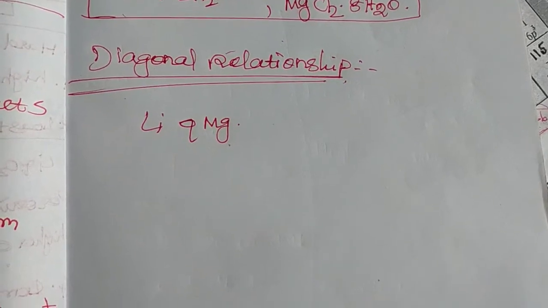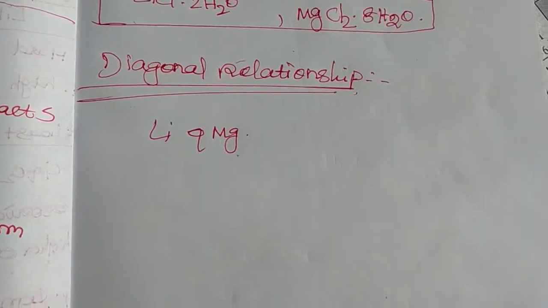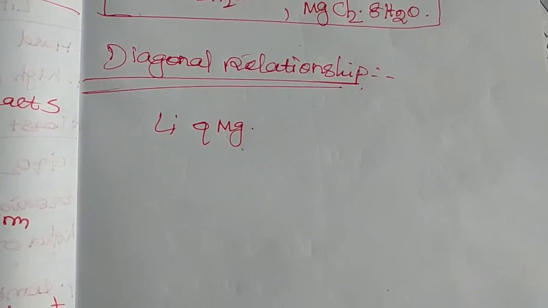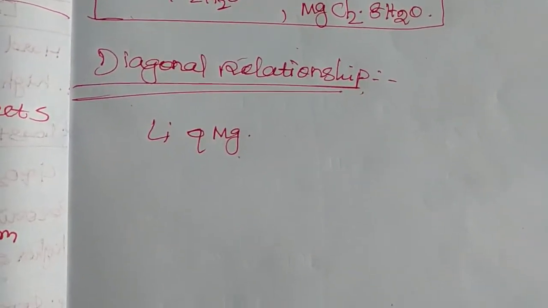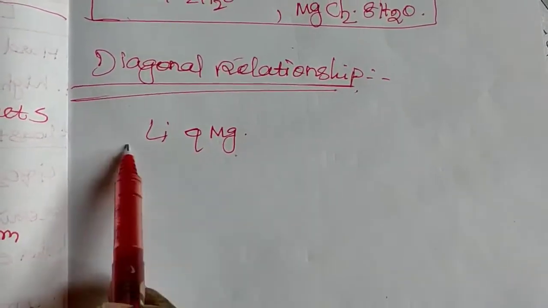Their atomic size is similar, and they have comparable electronegativity. So their atomic size and electronegativity are similar in both elements. You learned about the alkali metals, their physical properties, the distinctive properties of lithium, and how it is diagonally related with magnesium.